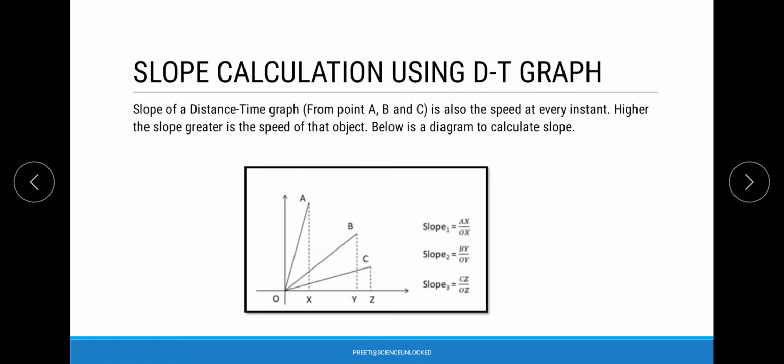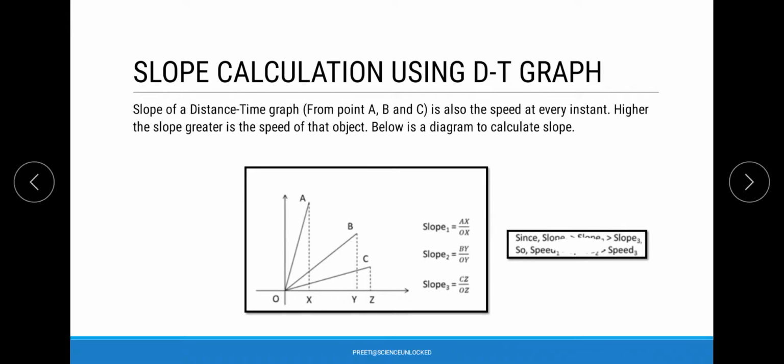So over here we will find that slope 1, as it is represented in the case of OA, will be the greatest in terms of speed, and in the direction that we are moving, that is from OA to OB and towards OC, the slope will decrease.